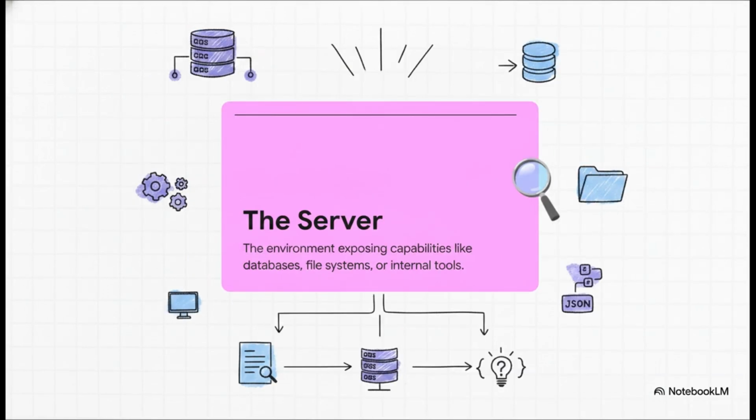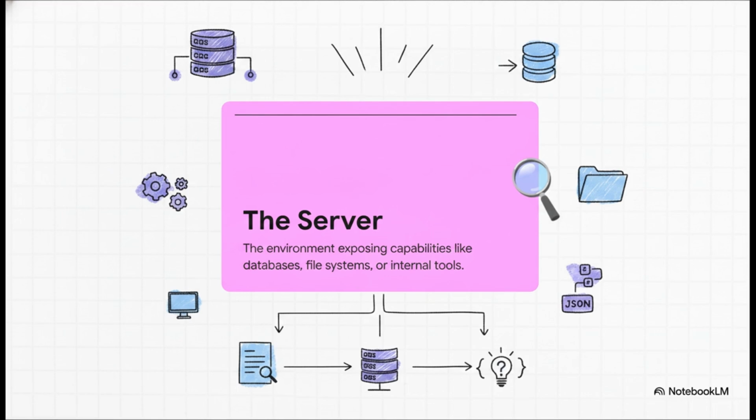And on the flip side, we have the server. This is the environment exposing your capabilities, your database, your file system, your internal company wikis. But here is the truly interesting part. When the client connects, the server doesn't just dumbly respond with raw data. Instead, it actively advertises its capabilities. It tells the client what resources exist, what actions can be taken, and what inputs are required, all using a clean, structured JSON response.